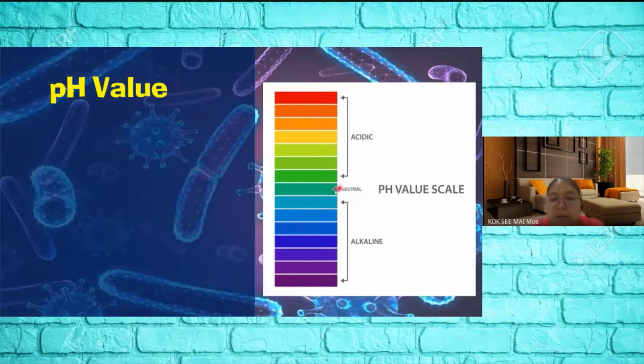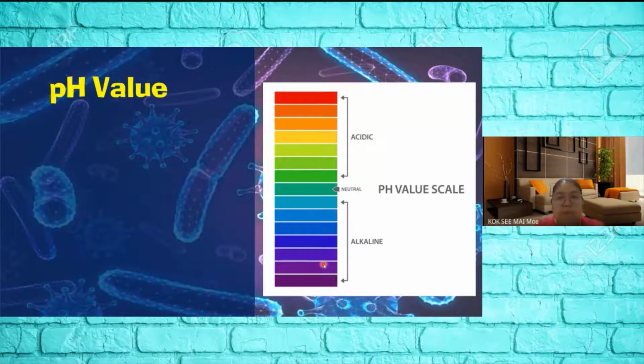So that means 7 should be the neutral. Count from 0: 0, 1, 2, 3, 4, 5, 6. So 7 is the neutral. After that, 8 until 14: 8, 9, 10, 11, 12, 13, 14. That one is alkaline.